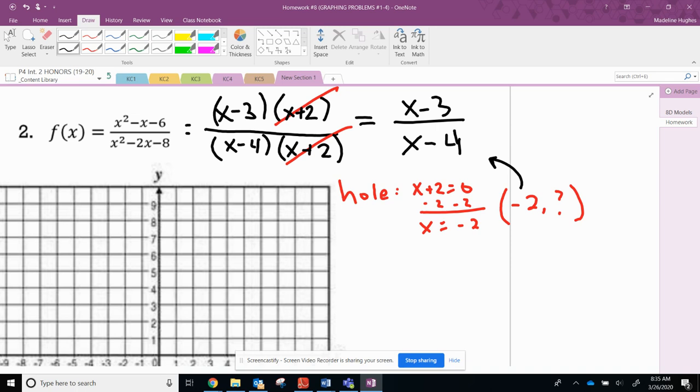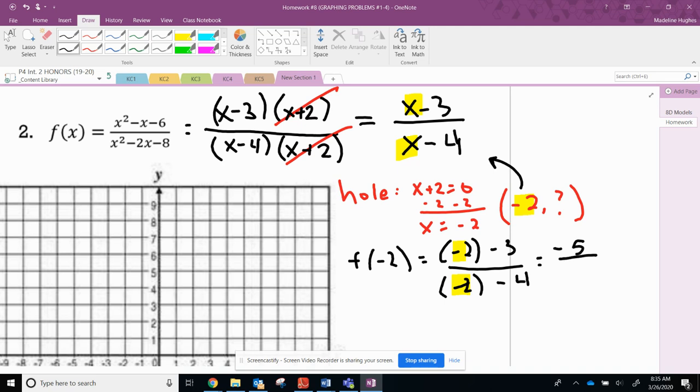So whenever I plug that in, it means f of negative 2 equals, wherever I see an x, I'm going to plug in negative 2 and put it in parentheses, especially when it's negative, that makes a difference. So negative 2 minus 3 and then negative 2 minus 4. So on the numerator, negative 2 minus 3 gives me negative 5. The denominator, negative 2 minus 4 gives me negative 6.